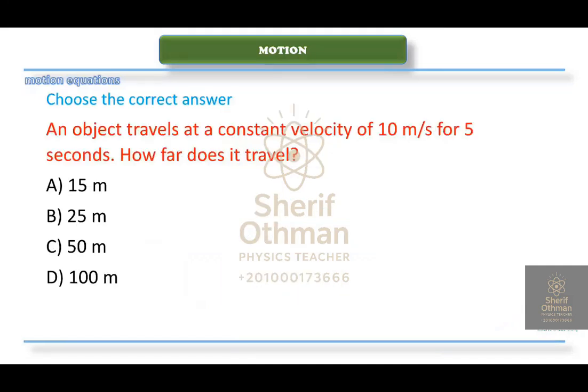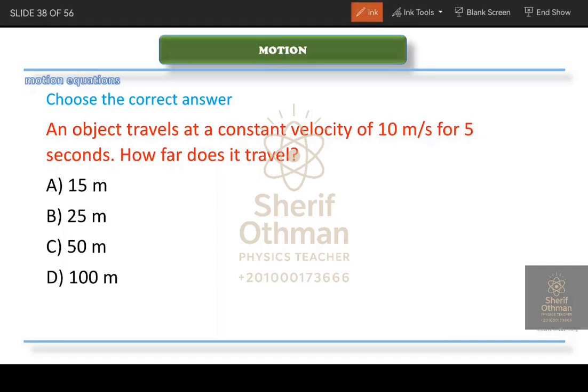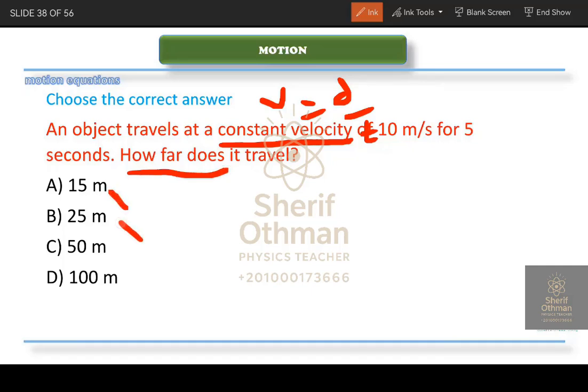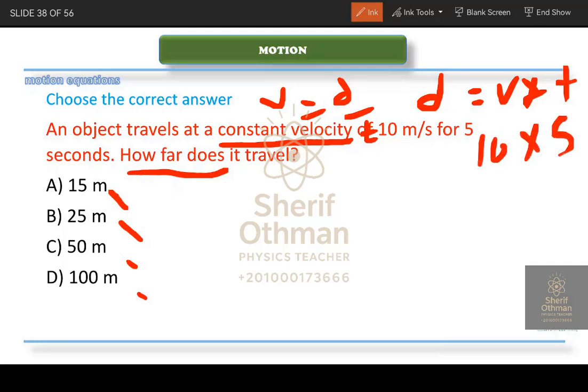Let's solve this one, guys. Choose the correct answer. An object travels at a constant velocity, 10 meters per second, for 5 seconds. How far does it travel? That means I'm going to use the normal rule of velocity, v equals distance over time. He is asking about distance, so I need d, and d will be v times t. So it will be 10 multiplied by 5. The answer will be 50 meters.